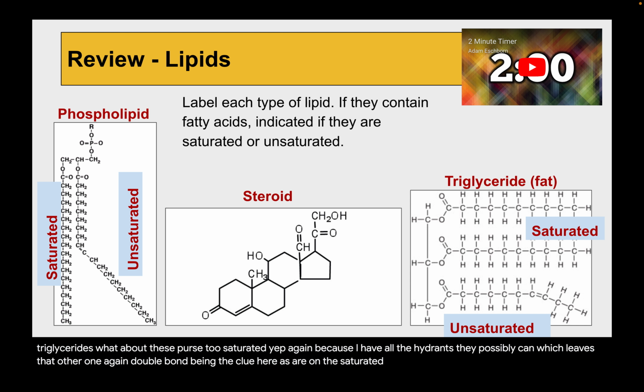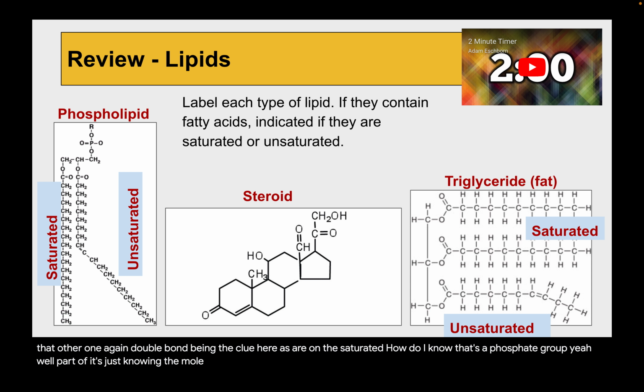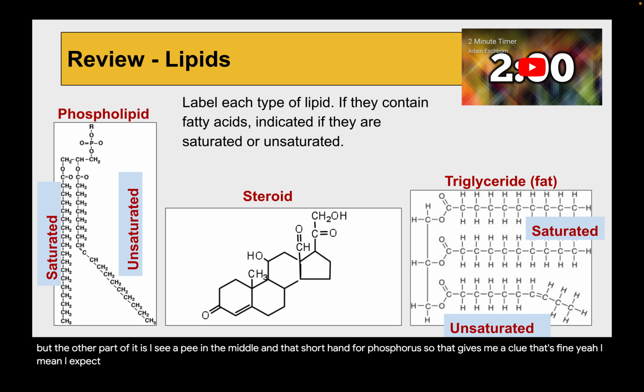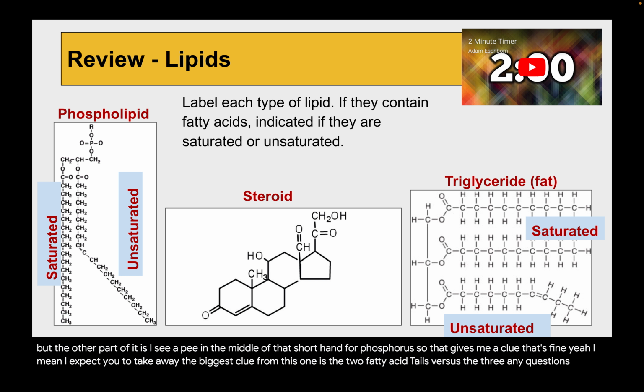How do I know that's a phosphate group? Well, part of it's just knowing the molecule, but the other part of it is I see a P in the middle, and that's shorthand for phosphorus. So that gives me a clue. I expect you to take away the biggest clue from this one is the 2 fatty acid tails versus the 3. Any questions about lipids?